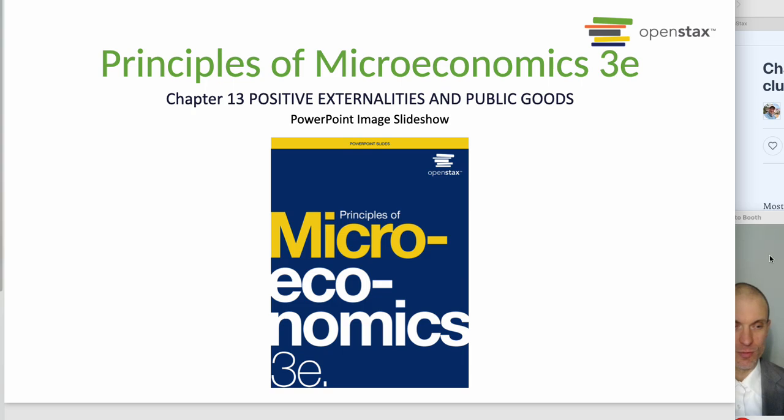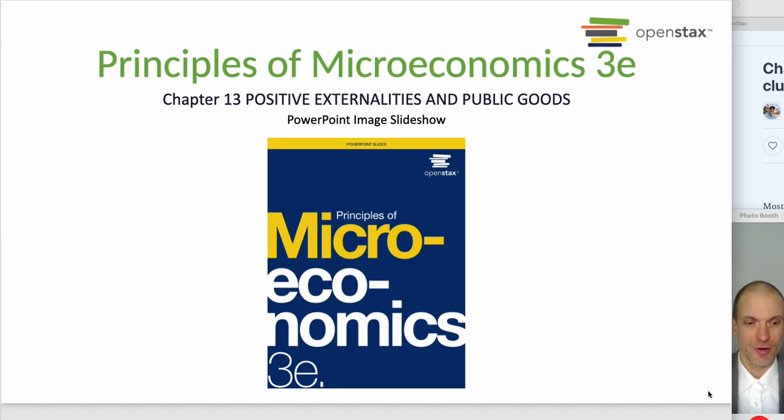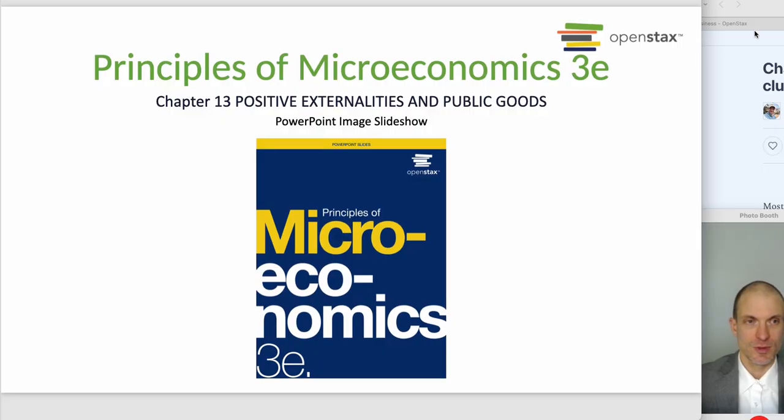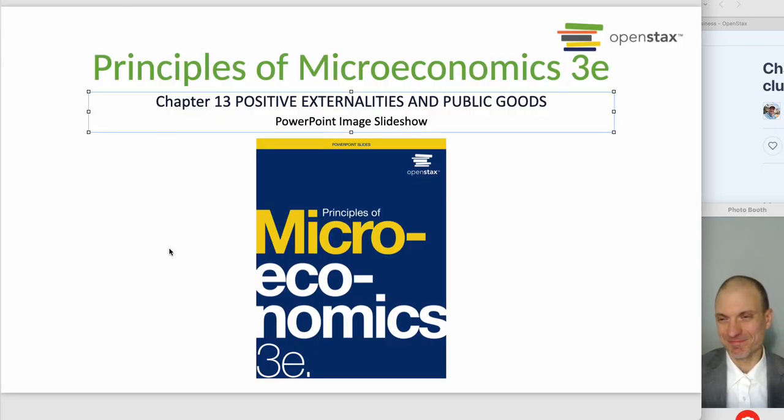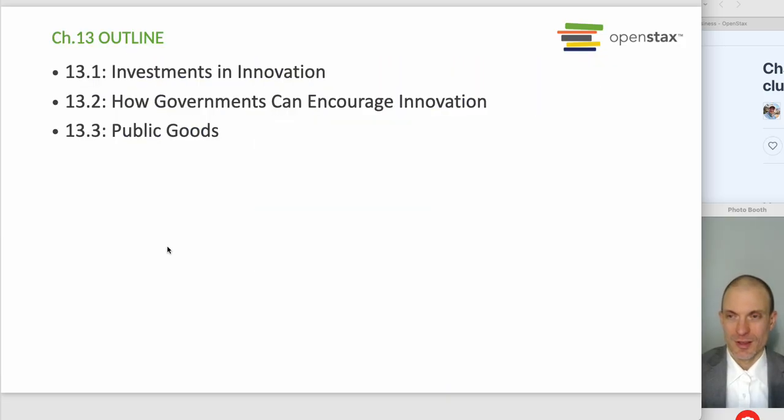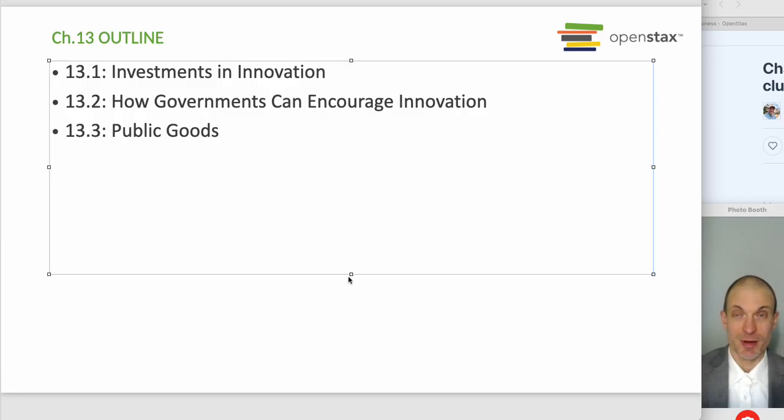All right, so what we want to talk about is public goods and positive externalities. The sections are going to be investment in innovation, how governments can encourage innovation, and then public goods.